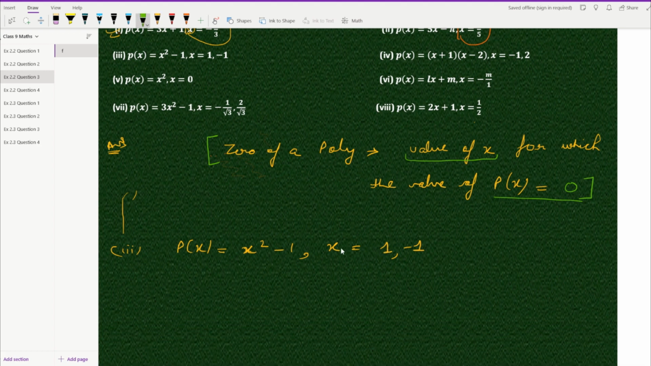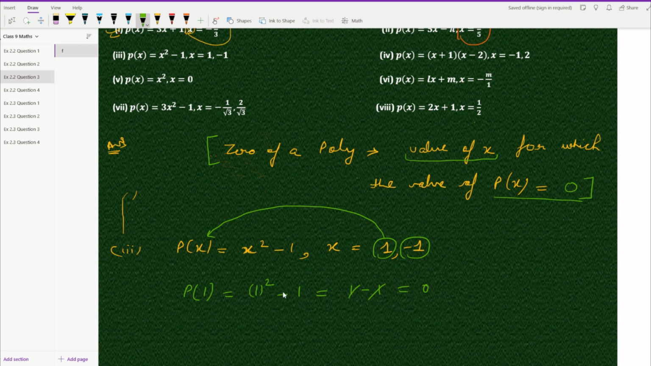So you have to just replace one by one. You have to do it because there are two values of x. Firstly you will check for x equals 1, then afterwards you will check for x equals minus 1. When you check for x equals 1, the polynomial will look like this: p(1) equals 1 square minus 1. So 1 ka square is 1 minus 1, both the values will cancel out. So the answer for p(1) is going to be 0.